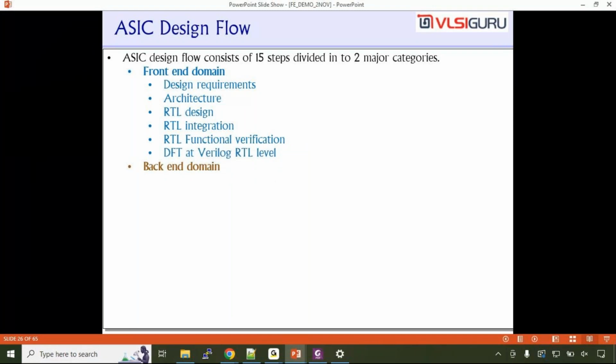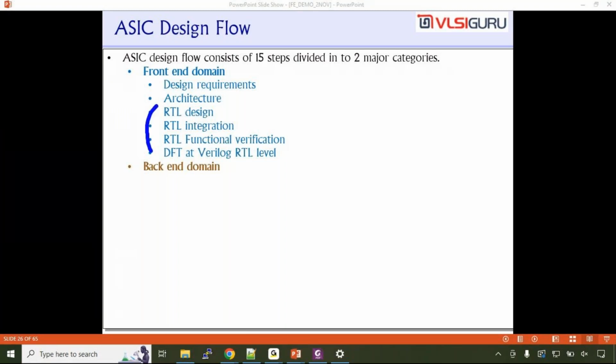Then we do DFT, design for testability at the RTL level. In summary, the process of chip manufacturing can be majorly divided into two steps. What are the two steps? Front-end domain, back-end domain. The front-end domain starts with what? Requirements, architecture, RTL coding, RTL integration, and RTL verification, functional verification. Then you do DFT.